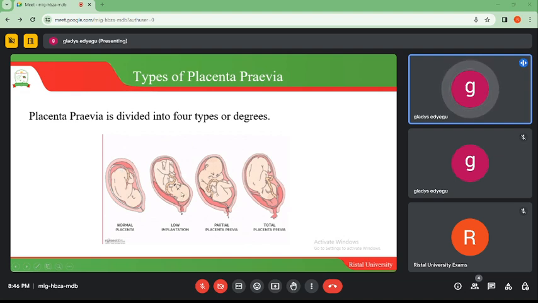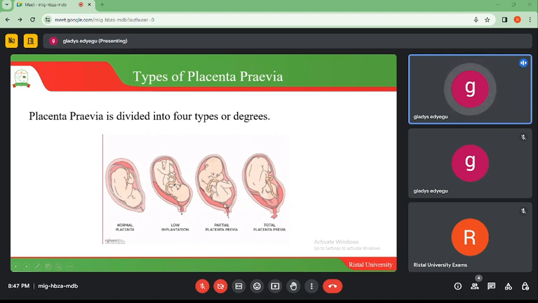When you come to the second picture here, you see this is low implantation of the placenta. The placenta is located at the lower segment of the uterus, but it is not covering the cervix, it is just at the lower part of the uterus. So it is just at the edge of the cervix, but it has not reached the cervix. So this is what is called the low-lying placenta. It is lowly implanted at the lower segment of the uterus.